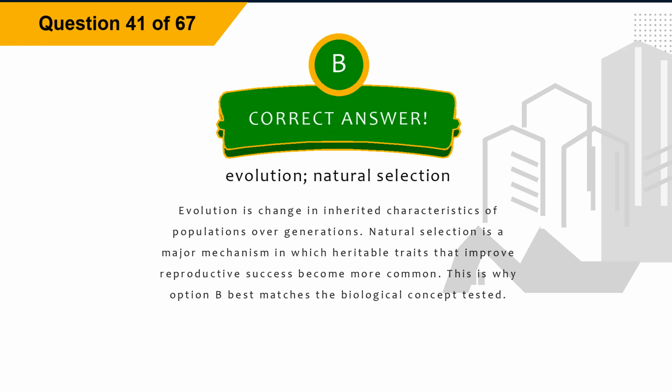Evolution, natural selection. Explanation. Evolution is change in inherited characteristics of populations over generations. Natural selection is a major mechanism in which heritable traits that improve reproductive success become more common. This is why option B best matches the biological concept tested.